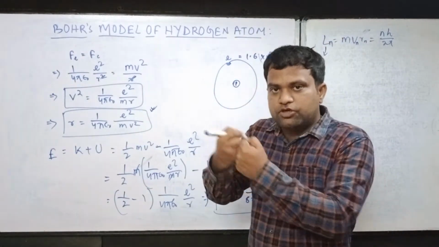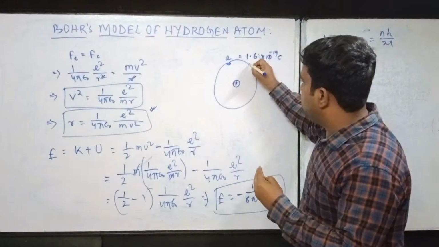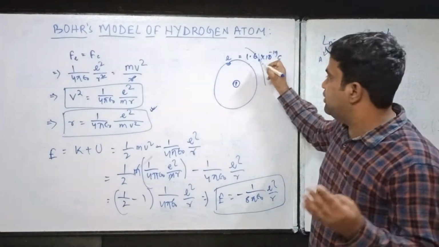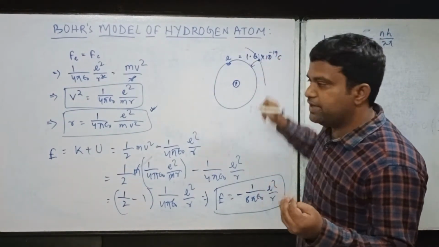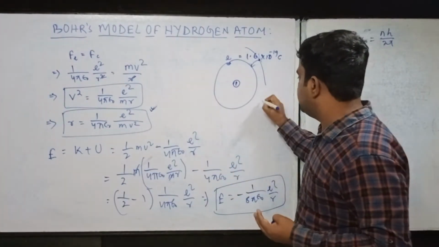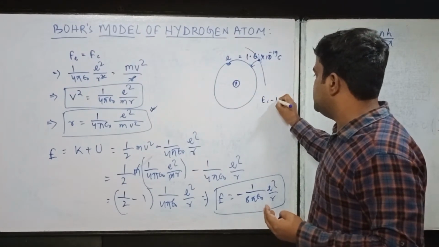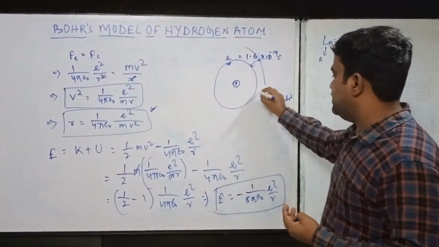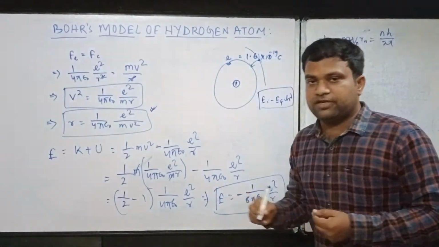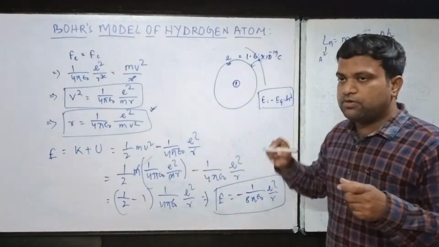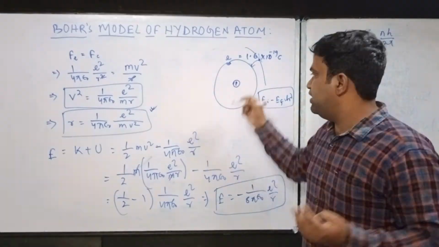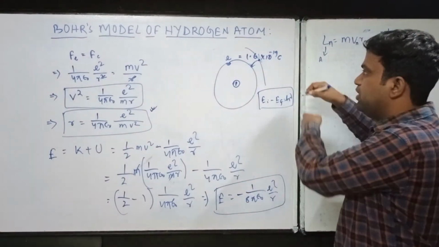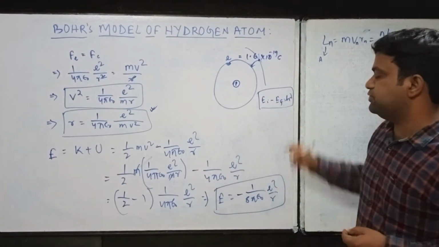An electron absorbing energy will go from a lower state to a higher state, it will jump, and an electron will come to a lower orbit by emitting energy, and that energy emission, E initial minus E final, is h nu. This much h nu amount of energy it will release when it jumps from a higher orbit to a lower orbit. So this is what Bohr's second and third postulates are.